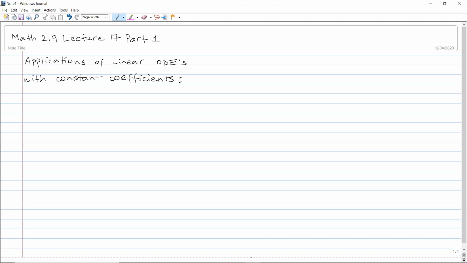And of course, there are many applications. Here, we are going to consider mechanical systems. We are going to consider several cases. We are going to start with a certain situation, and then we will keep adding conditions. So the first case we are going to consider is undamped spring mass systems.